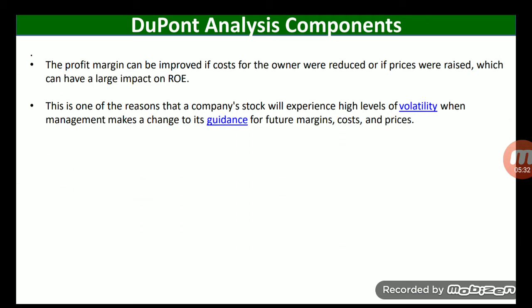The profit margin can be improved if costs for the owner were reduced or if prices were raised, which can have a large impact on return on equity. This is one of the reasons that a company's stock will experience a high level of volatility when management makes a change to its guidance for future margins, costs and prices.